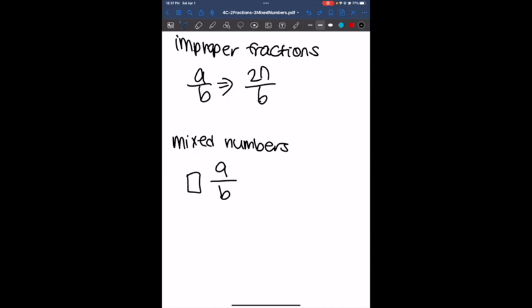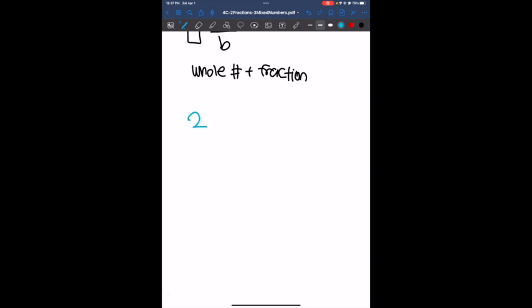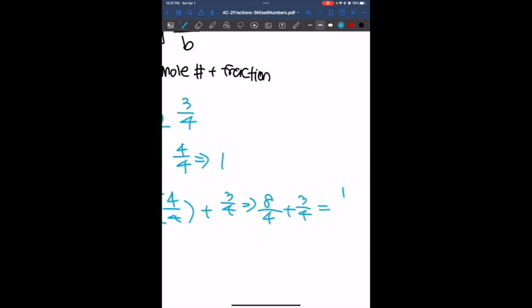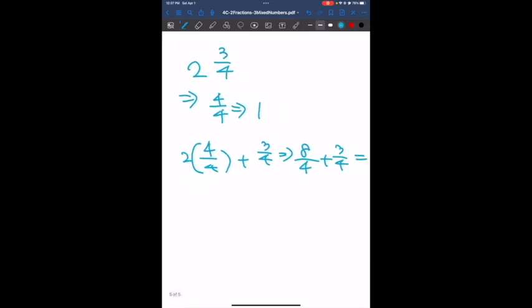As the name states, a mixed number is a mix of a whole number plus a fraction. What the mixed number tells us is how many wholes it has. I know that sounds confusing, so I'll write down an example. If we have 2 and 3 over 4, this indicates that it has 2 wholes. One whole is 4 over 4, because 4 over 4 is 1. So we have 2 of 4 over 4, and 3 over 4. That translates to 8 over 4 plus 3 over 4, which is 11 over 4.